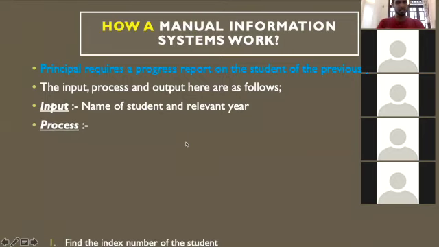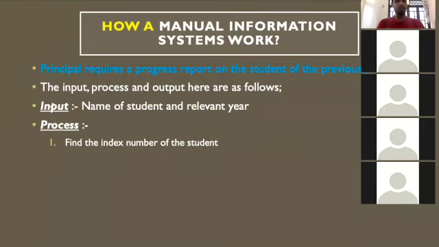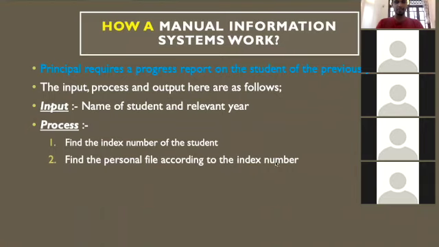So what is the process? First, we have to find the student index number of the students. We go find the index number of the particular person. If it is Danith, I want to find the index number of Danith. Then find the personal file.